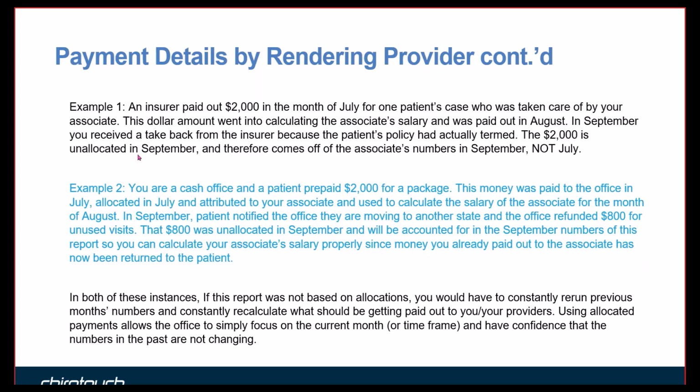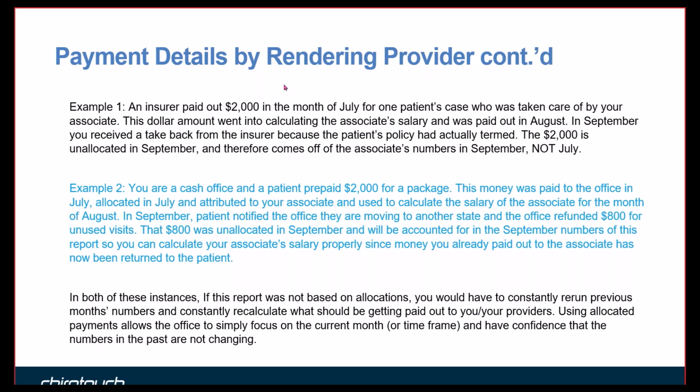So example one, let's pretend you received an insurance payment for $2,000 in the month of July. And this particular patient's case was being cared for by your associate who works for you. So that $2,000 that came in the month of July went into what that associate brought in for you that month. And it was used to calculate part of their salary and how much they got paid in the month of August. So this is how much you paid your associate in the month of August, included that $2,000 payment from July that had come in.